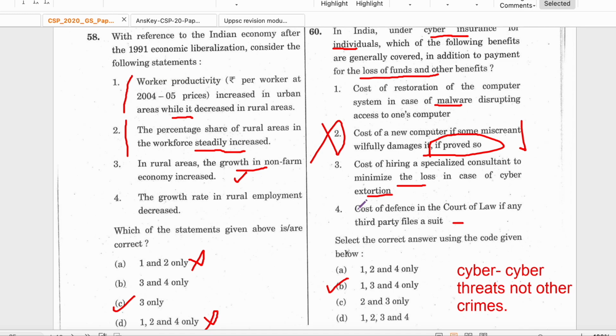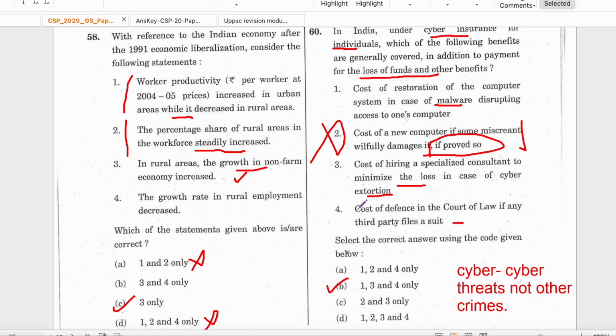Worker productivity increased in urban areas while it decreased in rural areas. Don't know, okay. So we cannot apply any common sense. The percentage share of rural areas in the workforce steadily increased. Yes, there is a steady migration happening. Immediately after 1991 there was so much migration. Before that our economy was rural dominated, and then lots of migration happened from rural areas to urban areas. So this second statement is absolutely wrong. No common sense fits it. Then you will cut option A and option D and you will be left with either option B or C. Now we will read the third statement.